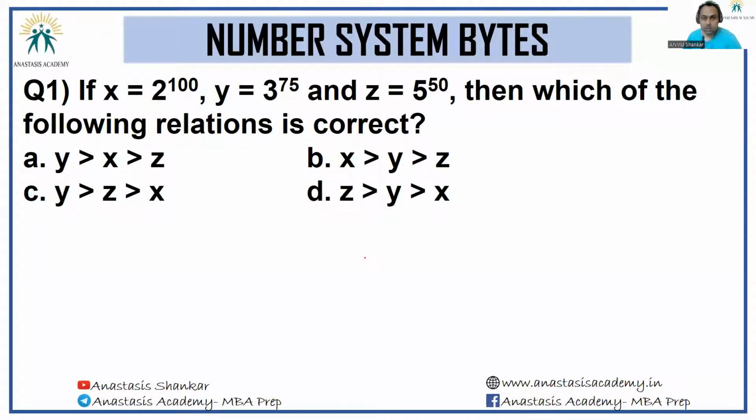Let's look at the solution now. If x is equal to 2^100, y is equal to 3^75, and z is equal to 5^50, then which of the following relations is correct?